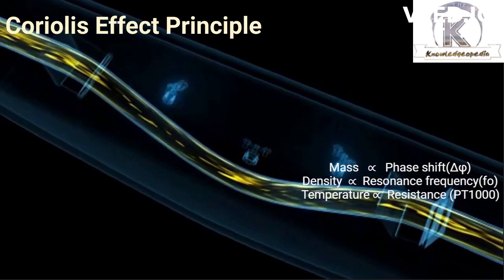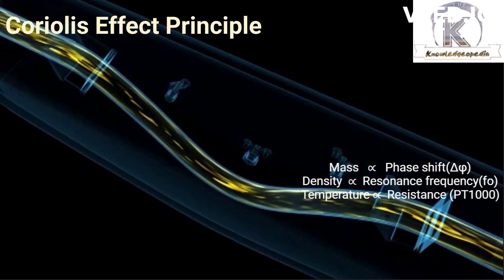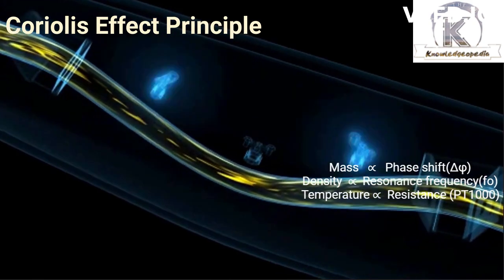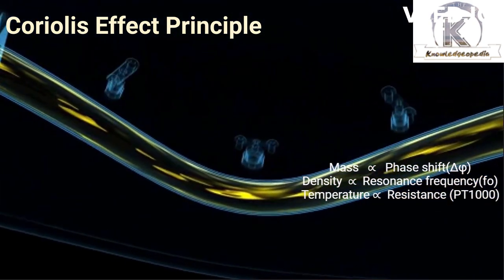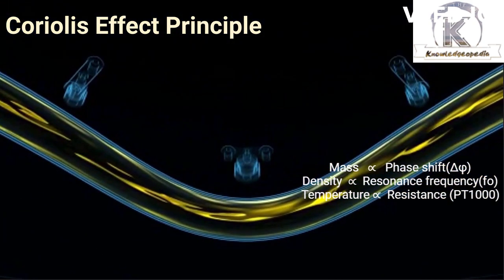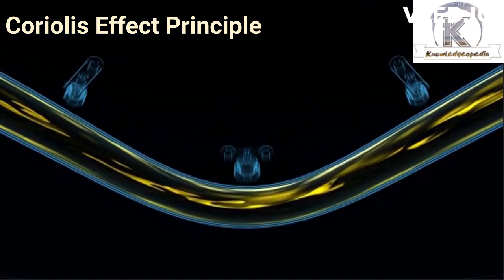As a result, a tube filled with water oscillates less than if the tube is filled with heavy fluid or one with higher density. This means oscillation frequency is directly proportional to fluid density.